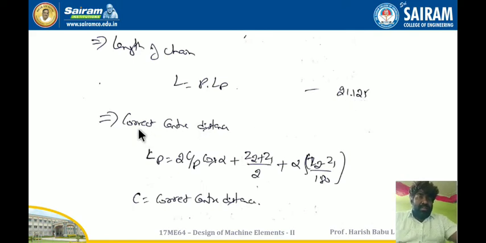The last step will be the correct center distance. So I am going to go for the equation LP is equal to 2C by P cos alpha plus (Z2 plus Z1) by 2 plus alpha into (Z2 minus Z1) by 180. From this I can find out the correct center distance.